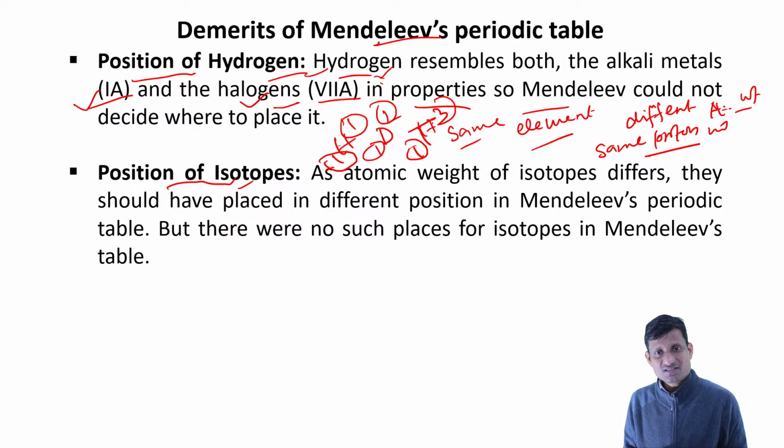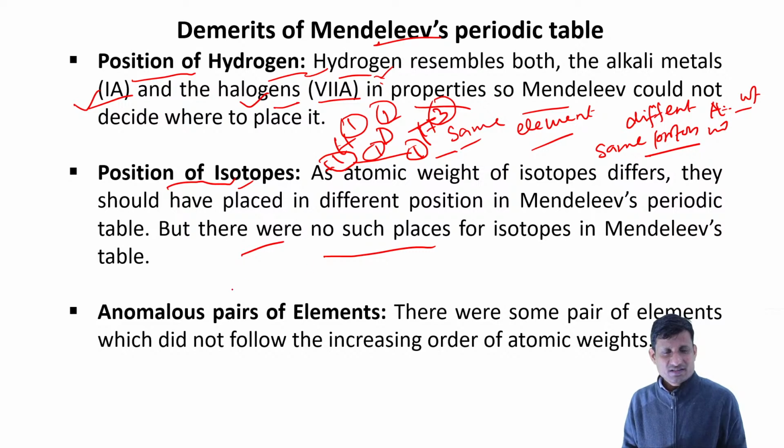Since atomic mass is different, and in the Mendeleev periodic table he arranged all the elements with increasing atomic weight, when we consider hydrogen, it has three isotopes. So where to place all these isotopes? He did not talk about this. There is no place for such isotopes in the Mendeleev periodic table. So this is a demerit, or disadvantage.